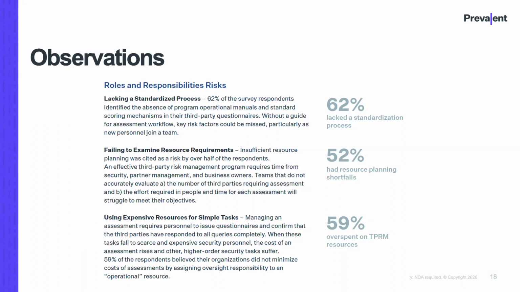52% had resource planning shortfalls. Now, quite often this is people being overly optimistic around what they're going to be able to achieve. They'll start out the year and say, right, we've got X number of personnel. We're going to conduct 4,000 assessments of third parties this year. That's brilliant. But what they're not necessarily considering is all the intricate pieces that contribute to that.